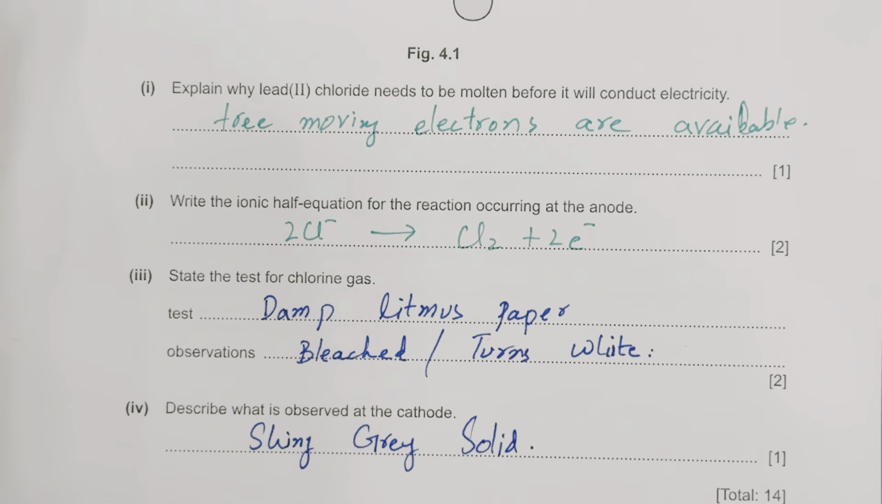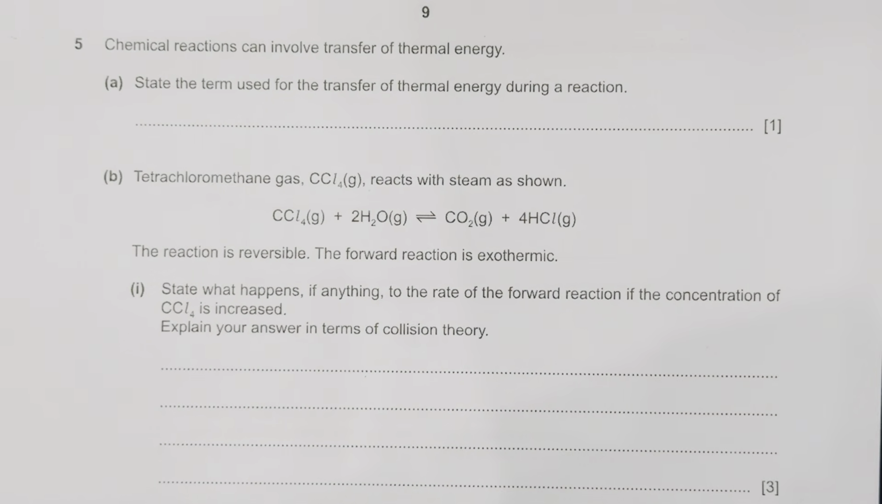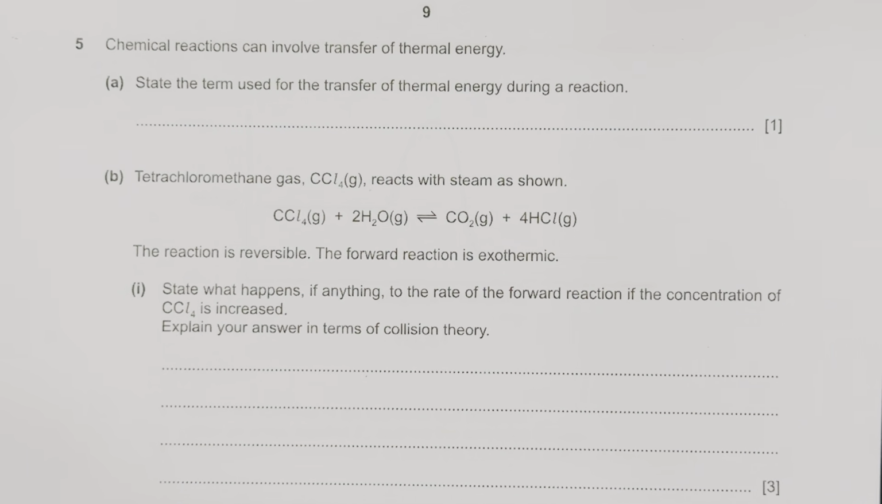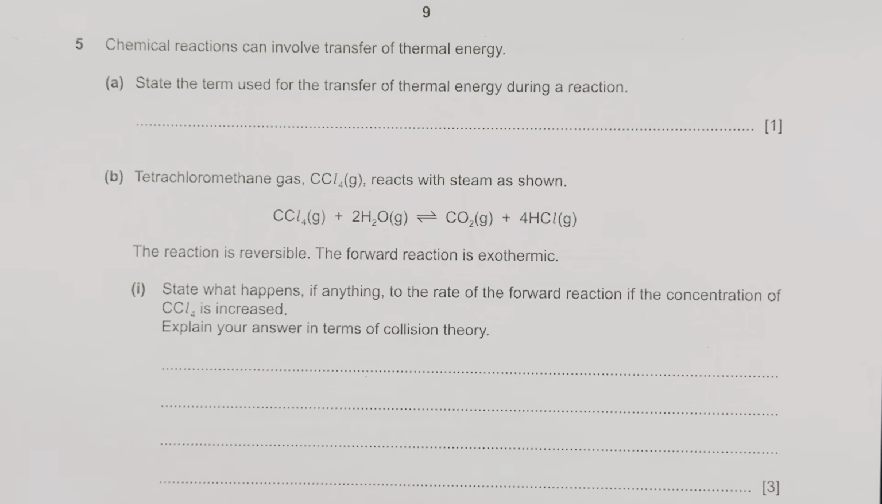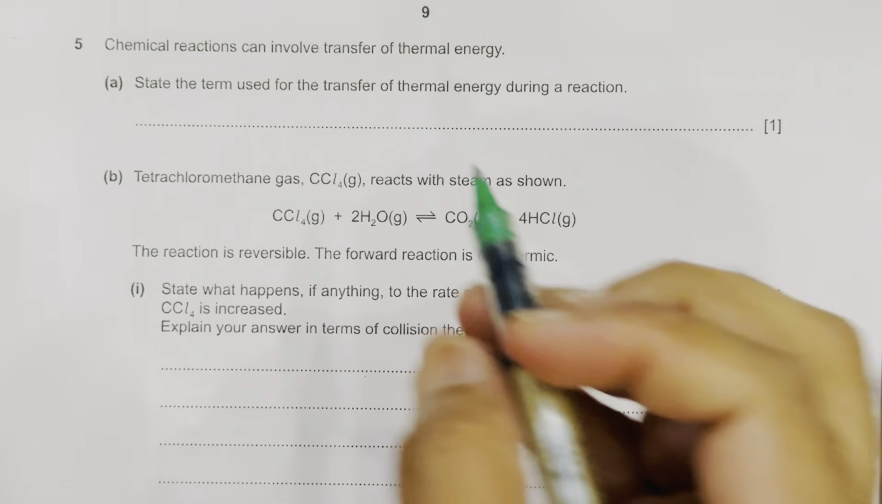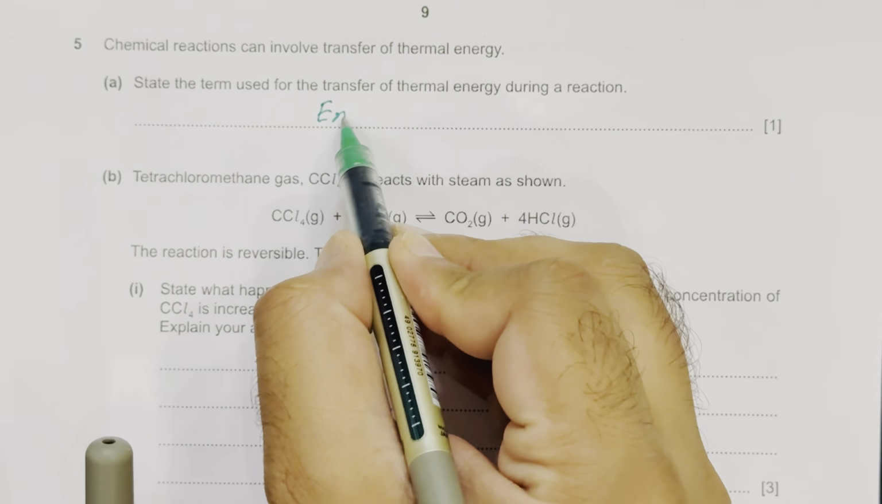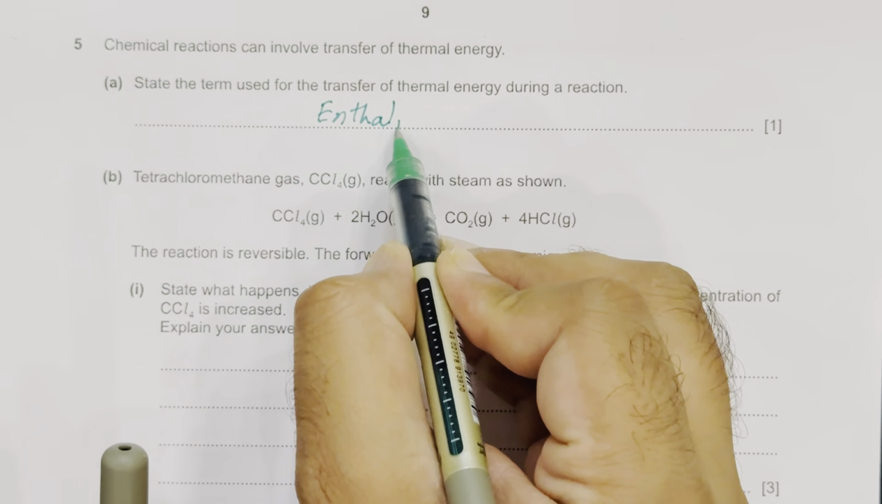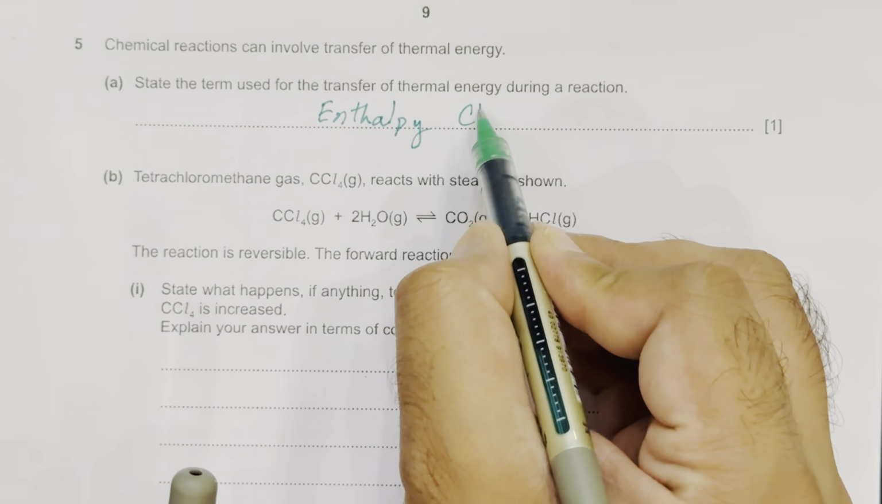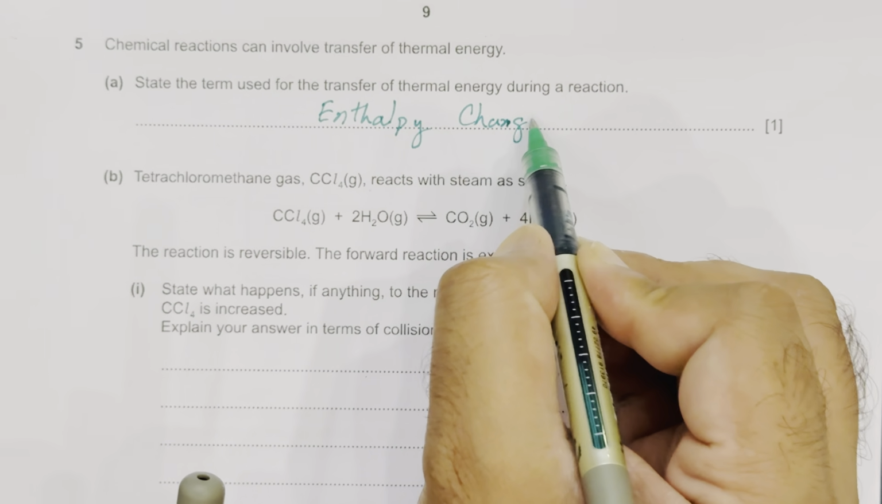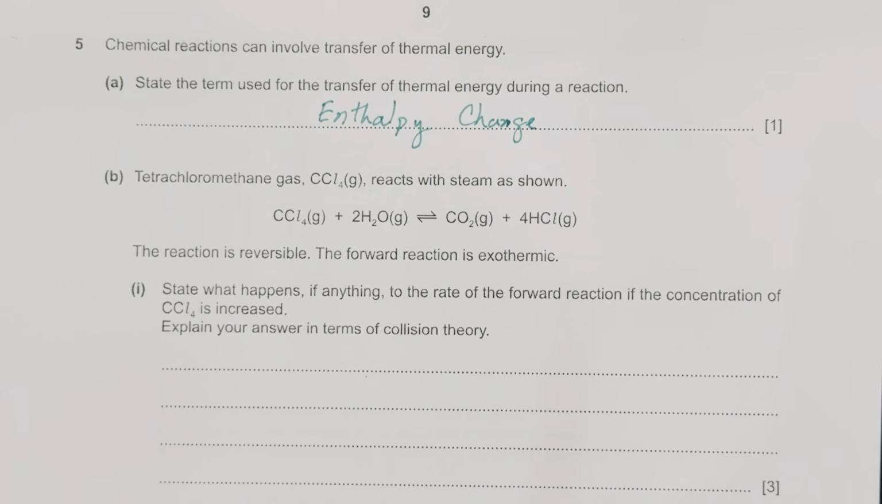Now moving to question number 5, the second last question of the paper. Chemical reactions can involve transfer of thermal energy. State the term used for the transfer of thermal energy during a chemical reaction. The term is called enthalpy change, which you show as delta H.